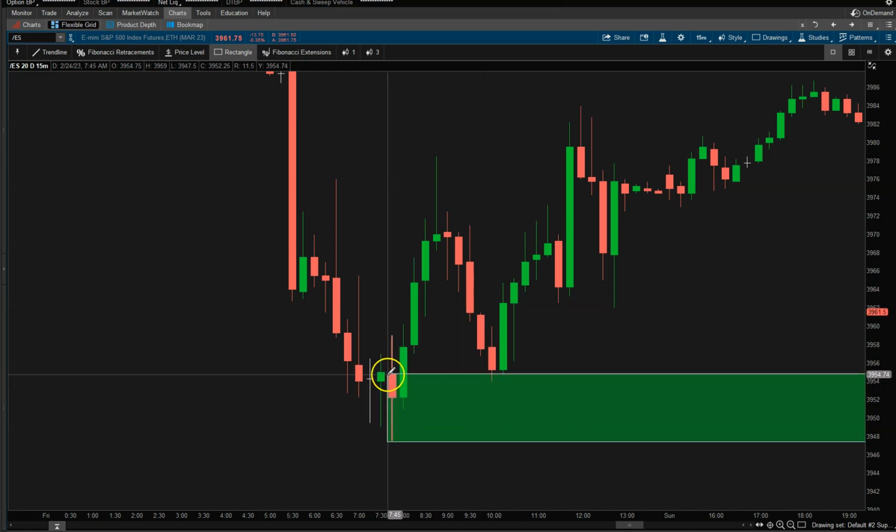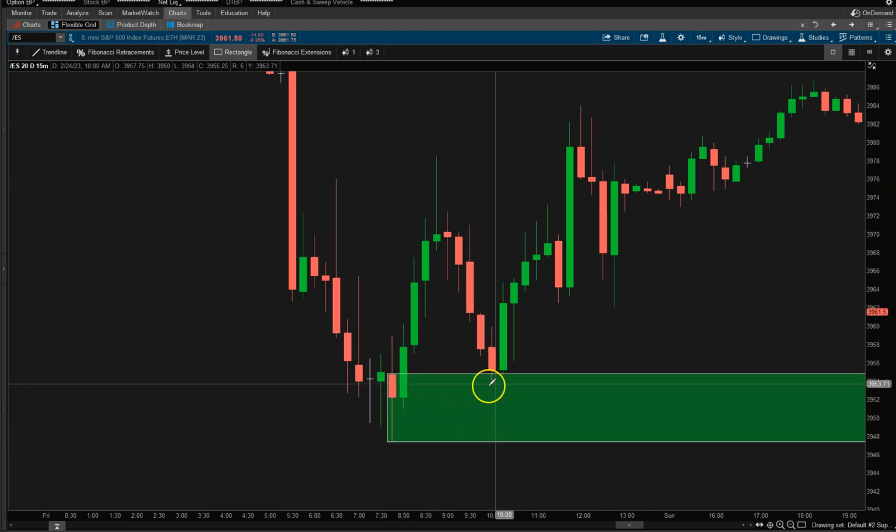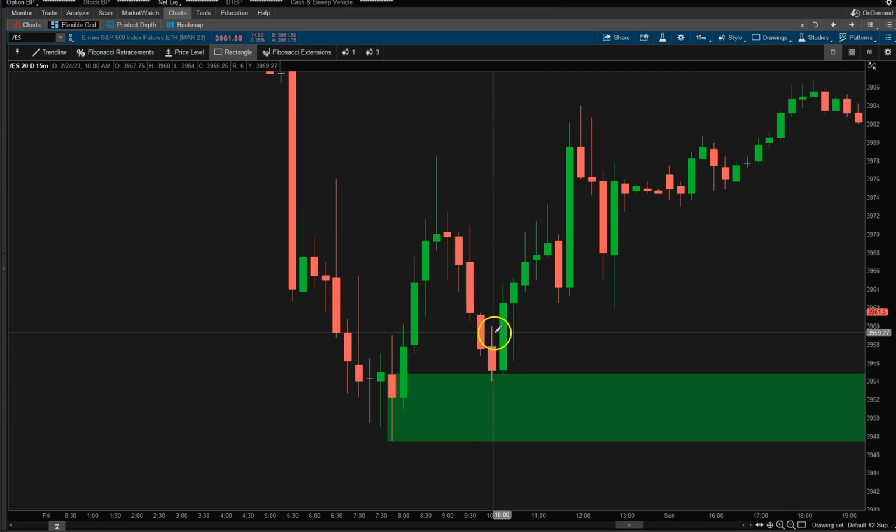And we could see, look at this. Right where we drew this, where did price pull back to? Right into this demand zone, and this is where buyers stepped in and moved the market higher.